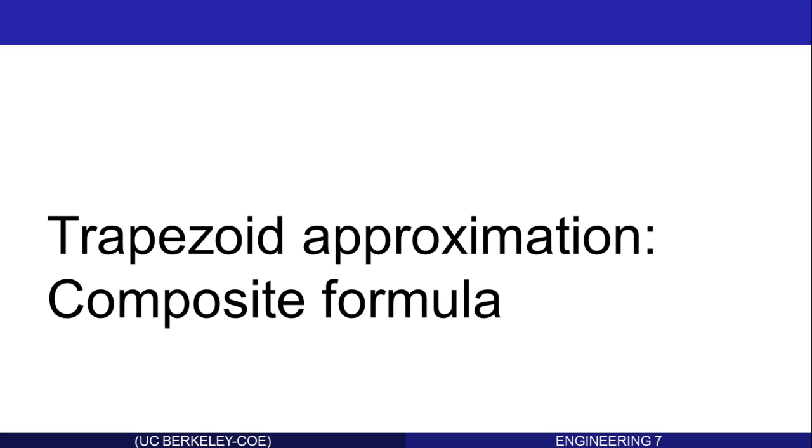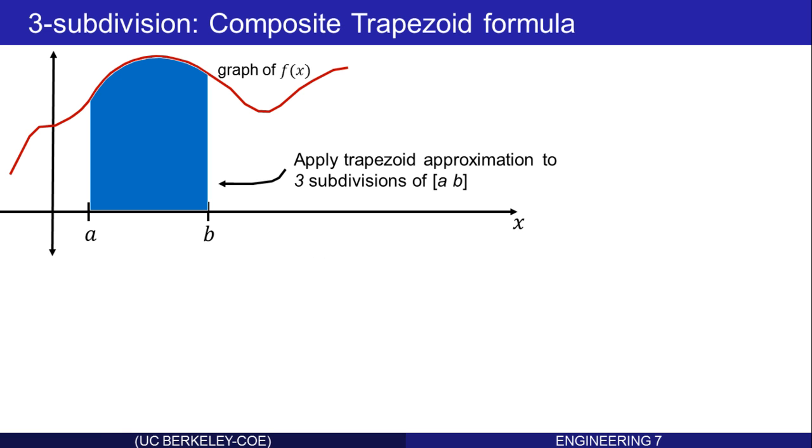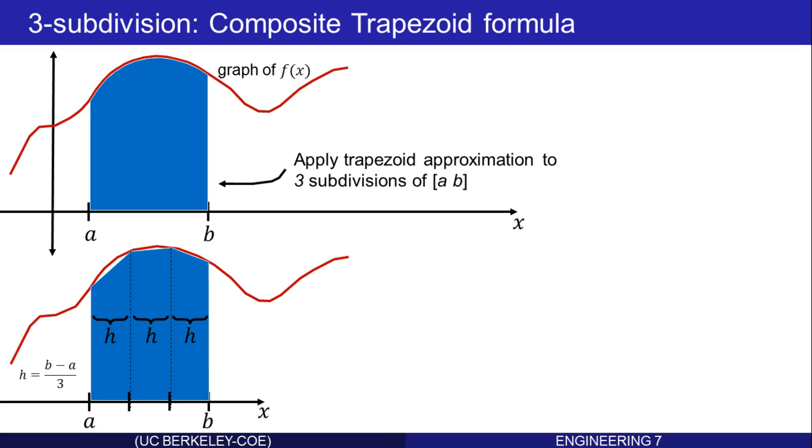We just studied the 2 subdivision formula for trapezoid approximation. Let's take that to 3 and generalize it to k. For 3 subdivisions, we will apply the trapezoid approximation to exactly 3 subdivisions of the interval a to b. There they are as shown. H is b minus a divided by 3, that overall width split into thirds.